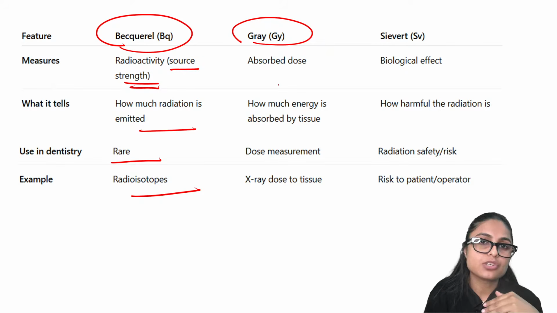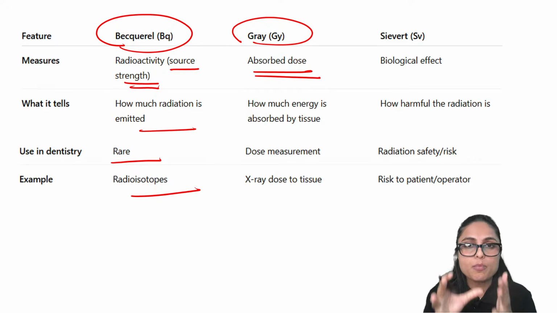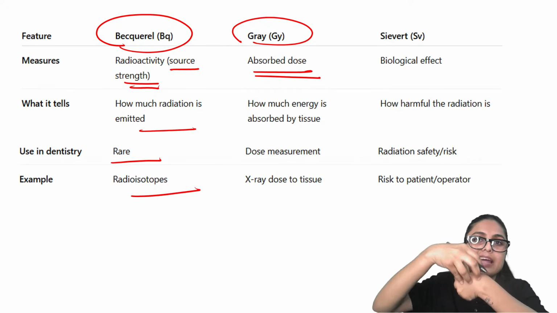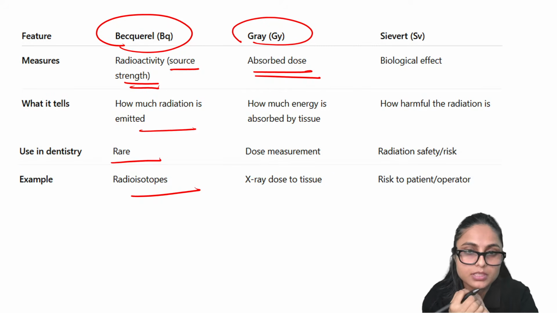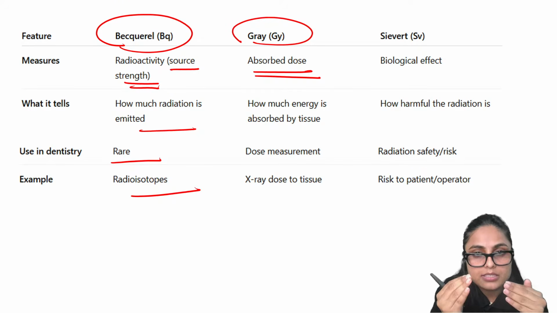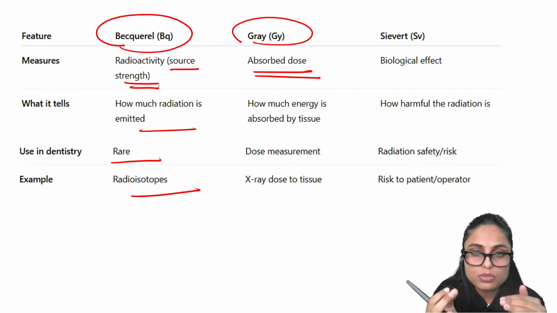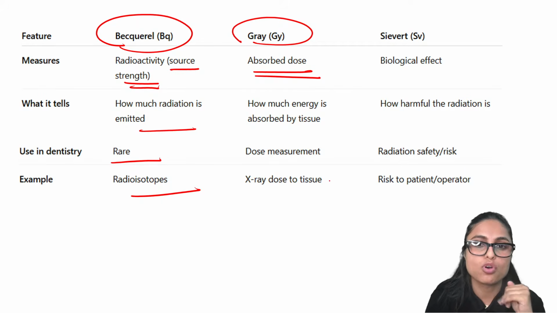Gray unit measures the absorbed dose. Absorbed dose means how much dose this particular area of tissue has absorbed. So this gray unit is used for measuring absorbed dose, or this is the unit for absorbed dose.